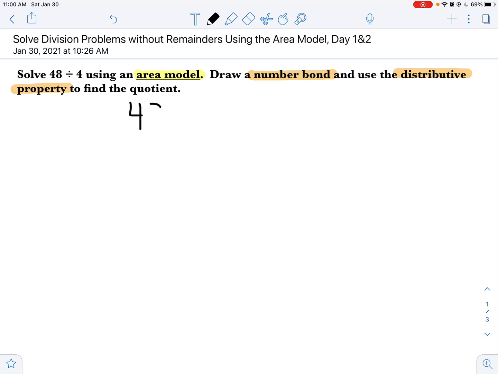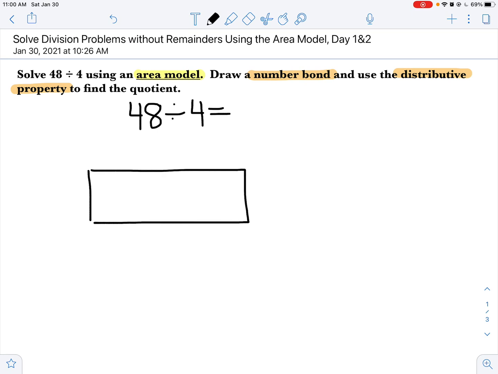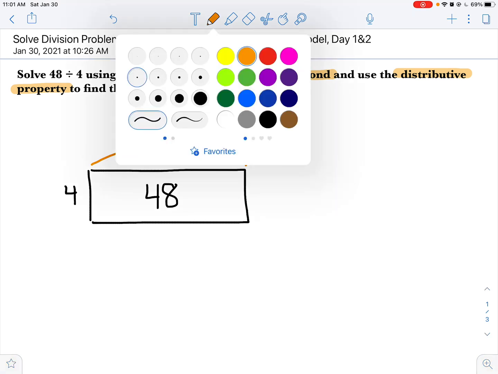So we know we're going to solve 48 divided by 4. So I'm going to start by drawing a rectangle that represents my 48 divided by 4. My dividend goes in the middle. That's my whole total inside, 48 square units. And my length of one side is 4. What we're looking for is the length of our long side, right? We don't know that. So we're thinking 48 divided by 4.